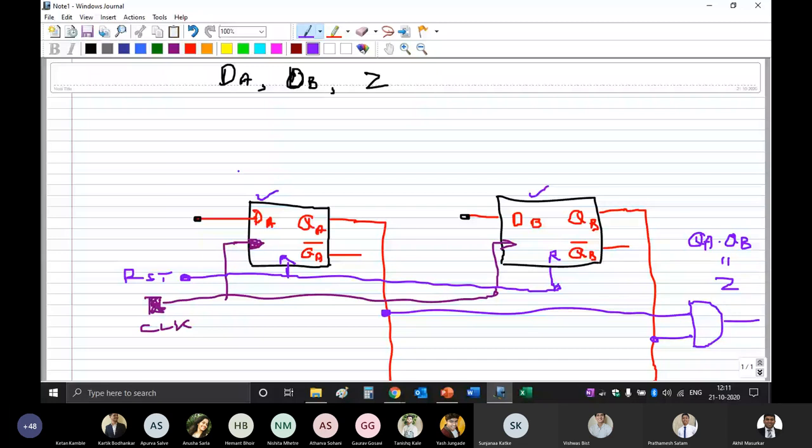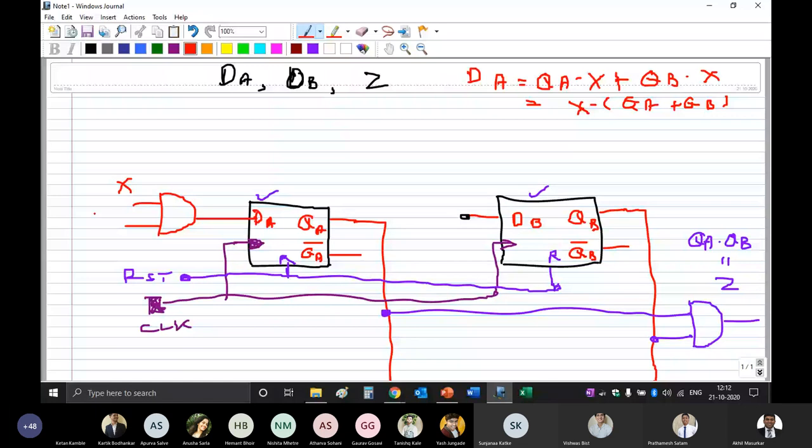Now, can you tell me what is the equation for DA, since I am not able to go back? DA is QA dot X plus QB dot X. You can take X common, or leave it that way also, no problem. So X dot (QA plus QB). So I take an AND gate. One input of the AND is X, and the other input of the AND gate will be the OR of QA and QB. Did you understand this?